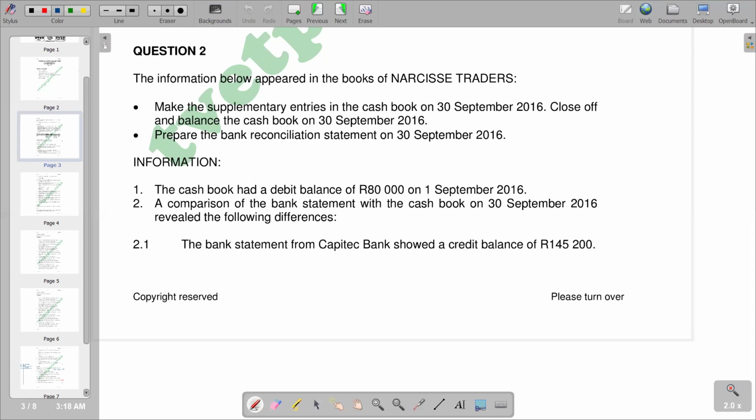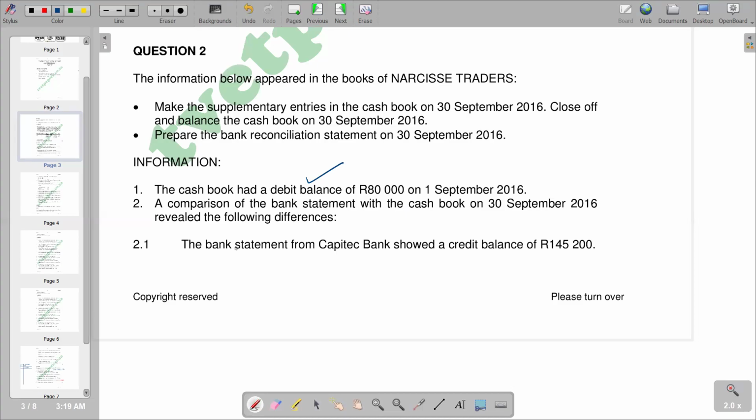Furthermore, we are given information that the cash book had a debit balance of 80,000 rand on 1 September 2016. So we take note of that. And then secondly, we are given that the records revealed the following differences. 2.1, the balance of 145,200. So it is very important to take note of the opening balances. We have been told about the opening debit, so this is going to be our balance b/d in the cash book.